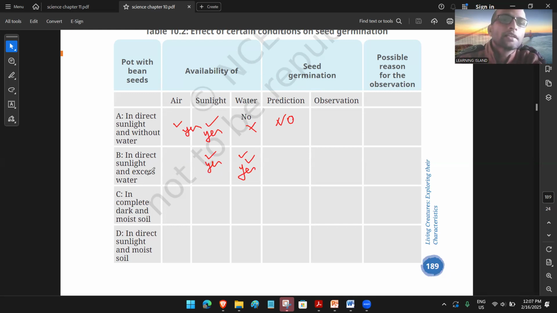इन डायरेक्ट सनलाइट एंड एक्सेस ऑफ वाटर, मतलब इसमें ज्यादा वाटर है, तो क्या इसमें भी जर्मिनेशन नहीं होगा? क्योंकि ज्यादा वाटर होगा तो वो वाटर में डूब के सीड मर जाएगा, खराब हो जाएगा. इन कंप्लीट डार्कनेस, यहाँ पे तो सनलाइट है नहीं, वाटर तो है, एयर भी है, तो इसमें भी जर्मिनेशन नहीं होगा. इन डायरेक्ट सनलाइट, सनलाइट है, एयर है, मॉइस्ट सॉयल है, मतलब परफेक्ट है, इसमें जर्मिनेशन होगा.